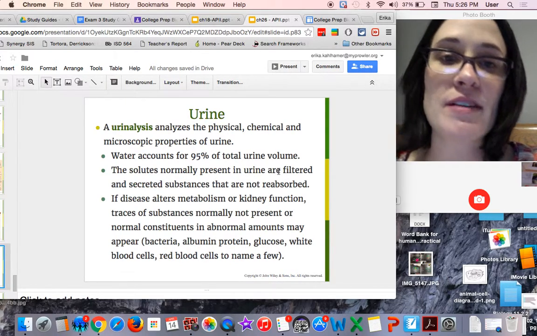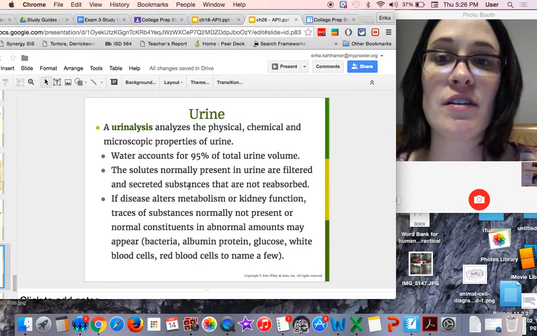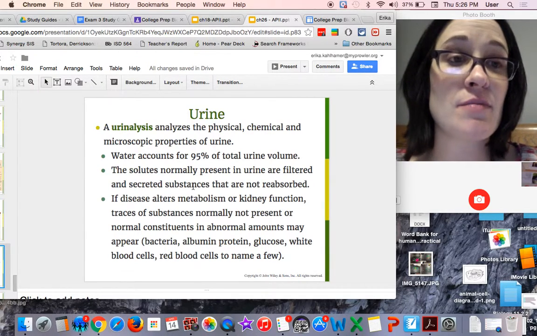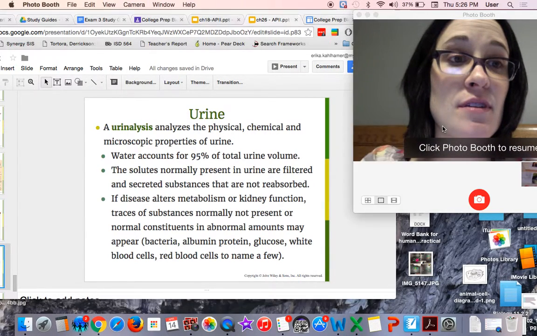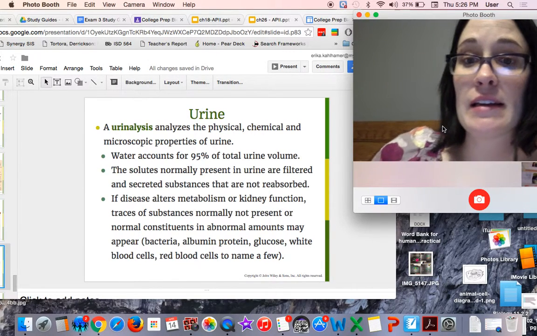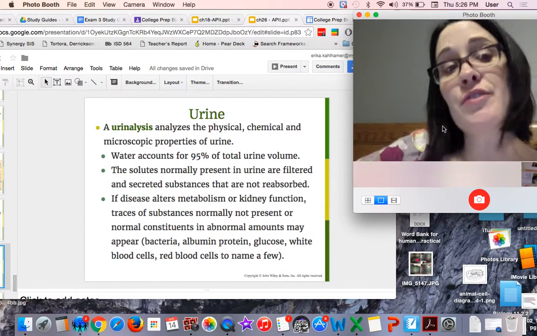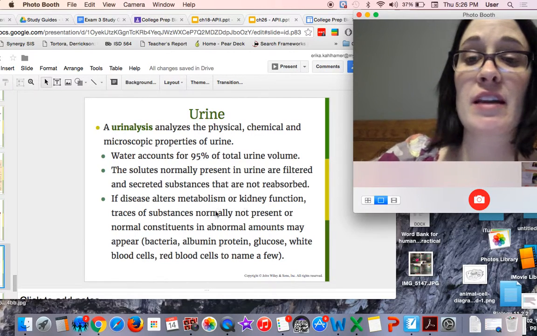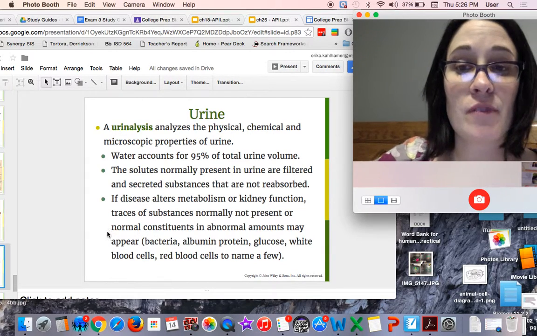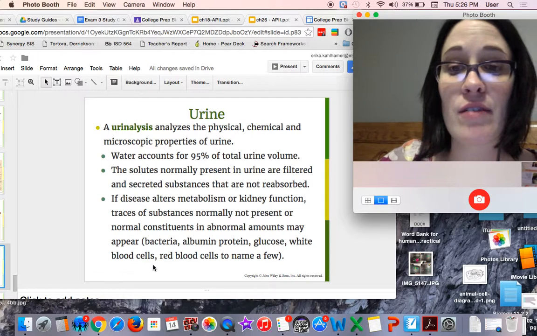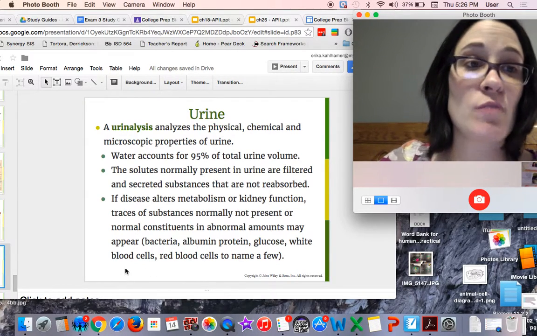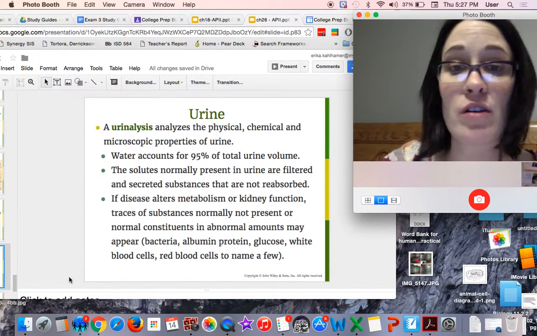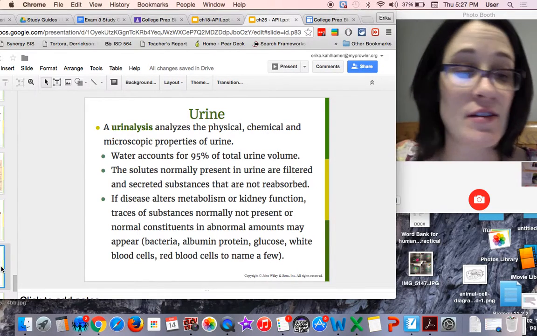Solutes normally present in the urine are filtered and secreted substances that in that last step are not reabsorbed back into the blood. If disease alters your metabolism or kidney function, we're going to be able to see that in the urine. There can be bacteria, too much protein, glucose, white blood cells, red blood cells.